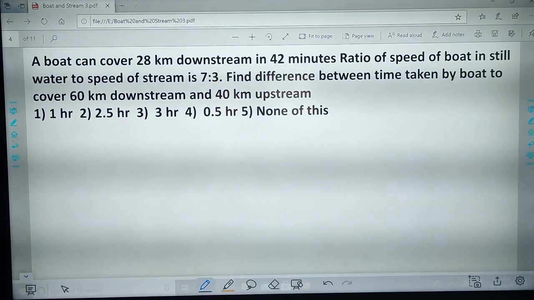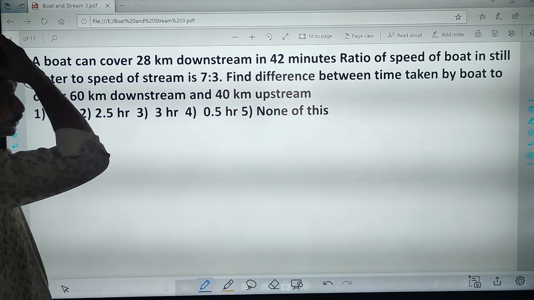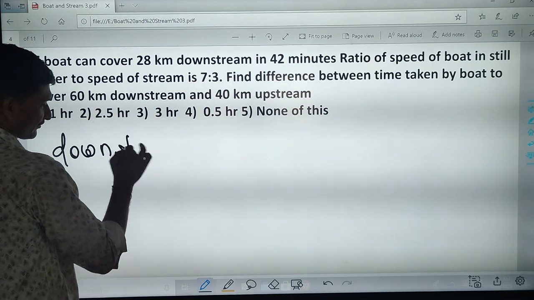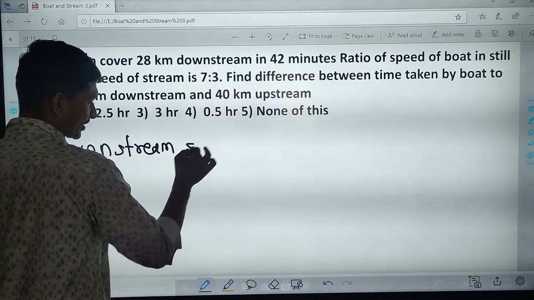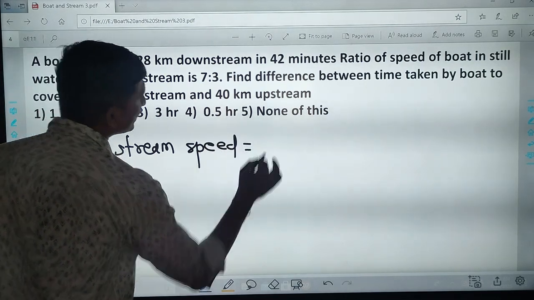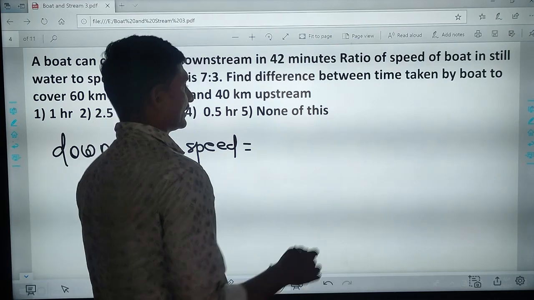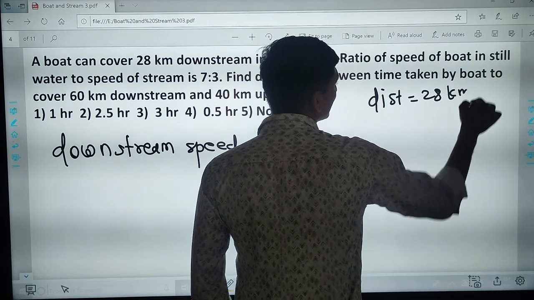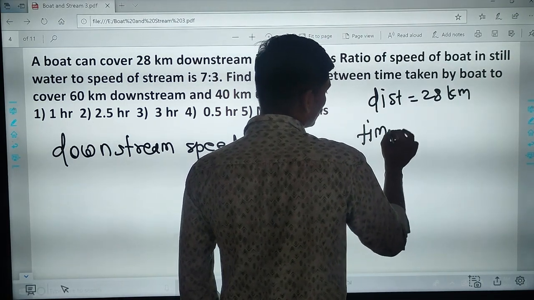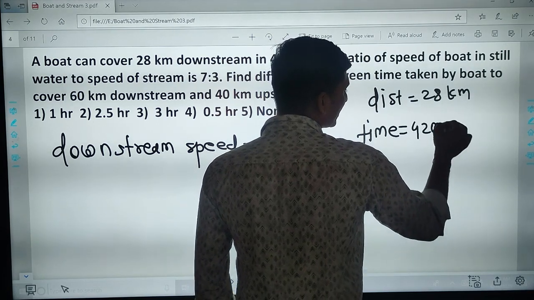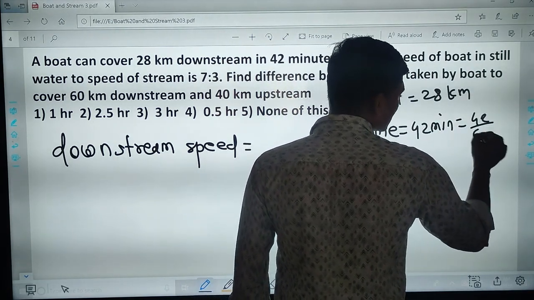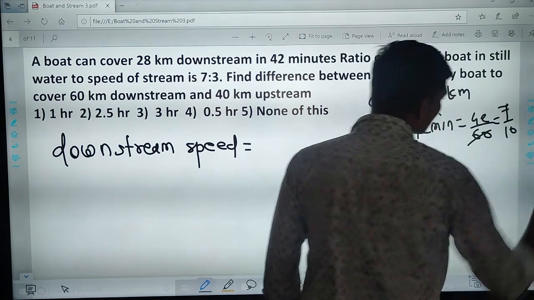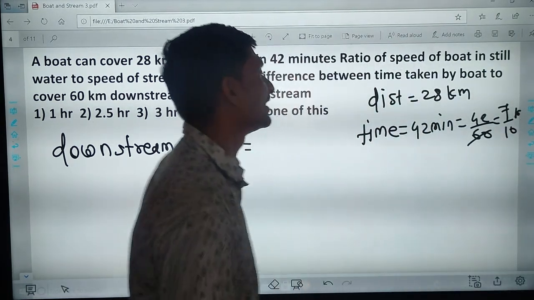Here the boat can cover 28 km downstream in 42 minutes. Now here we find downstream speed. Your downstream speed is equal to distance upon time. Your distance is 28 kilometers and your time is 42 minutes. 42 minutes means 42 divided by 60, that is 7 by 10 hours.